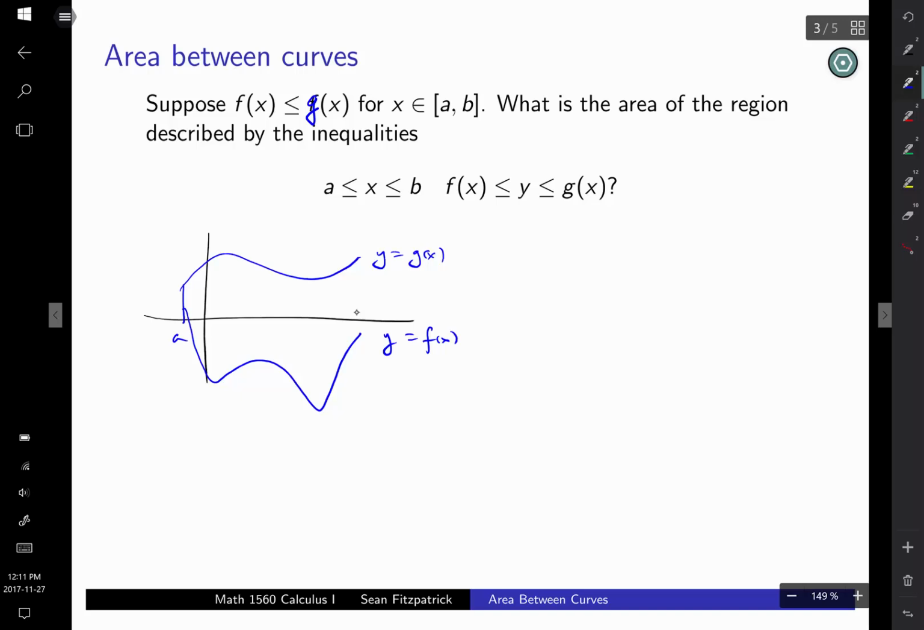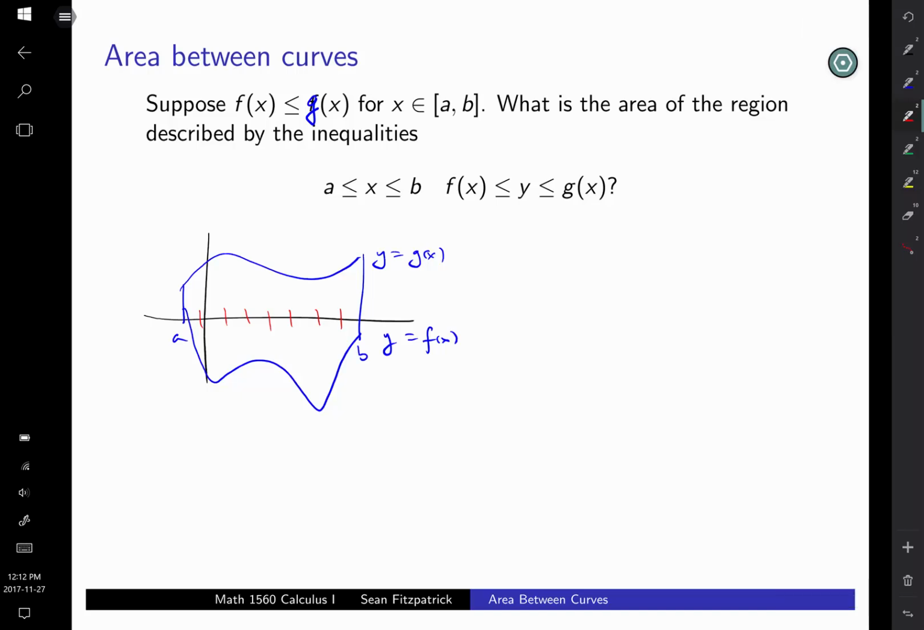Here's A, here's B, and we can see what the region we're interested in looks like. You can work this out using the same sort of reasoning that we use to come up with the definition of the integral. You can partition your interval, so you can break it up into pieces, and we're going to approximate the area by rectangles.